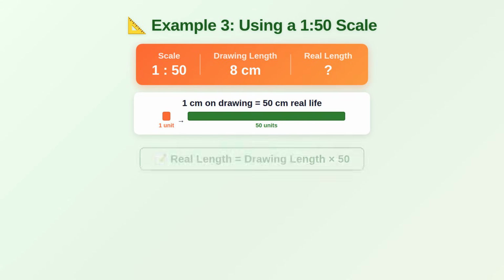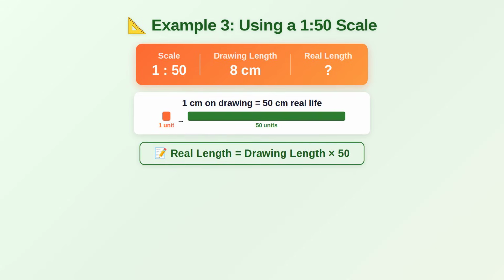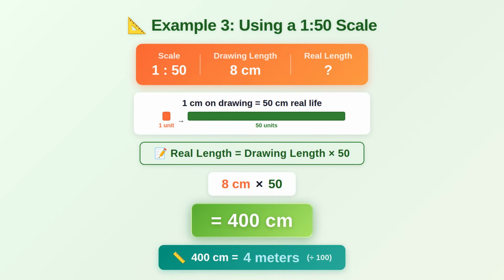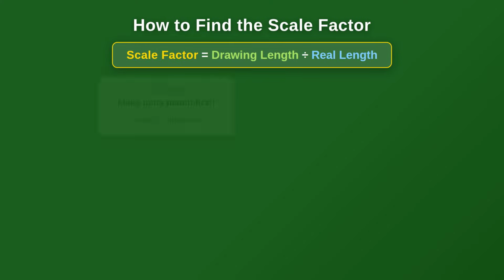A blueprint uses a scale of 1 to 50. Marcus measures a hallway on the blueprint as 8 centimeters. What is the real length of the hallway? With a 1 to 50 scale, every 1 centimeter on the drawing equals 50 real centimeters. So, real length equals drawing length times scale factor. That's 8 centimeters times 50. 8 times 50 equals 400. The real hallway is 400 centimeters, or 4 meters long. Marcus is getting really good at this now.